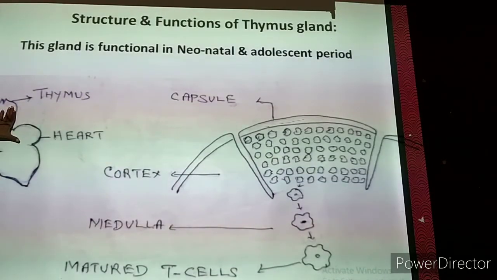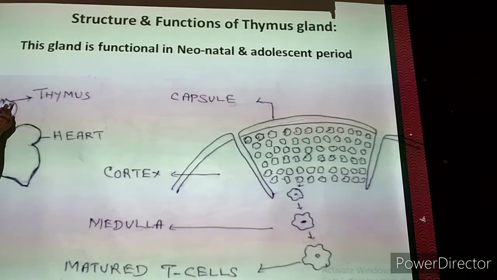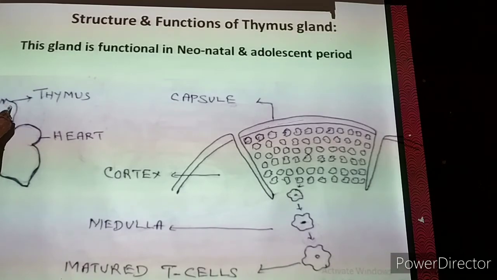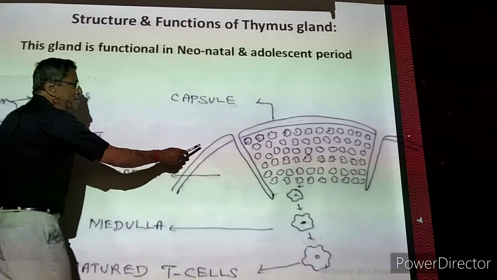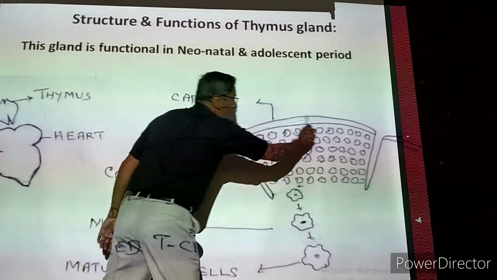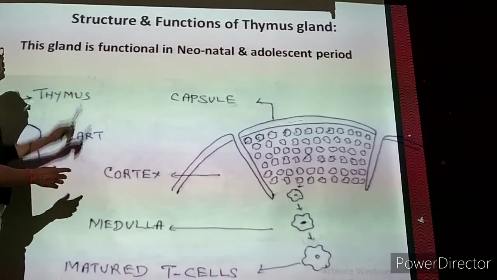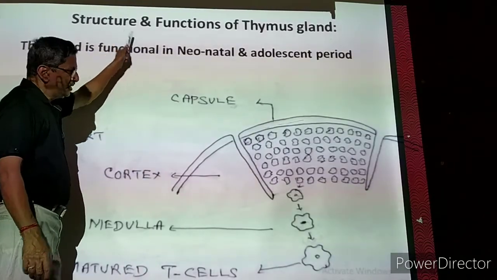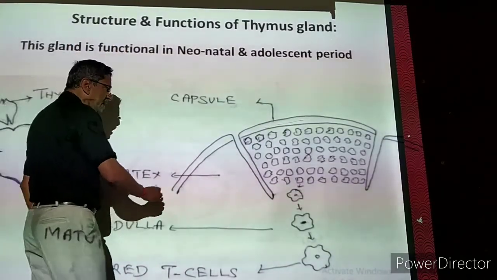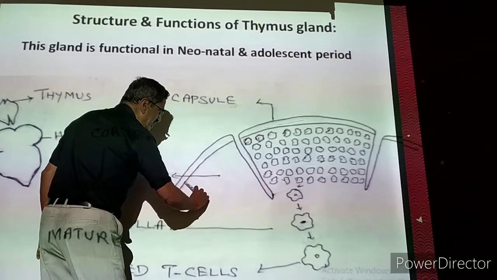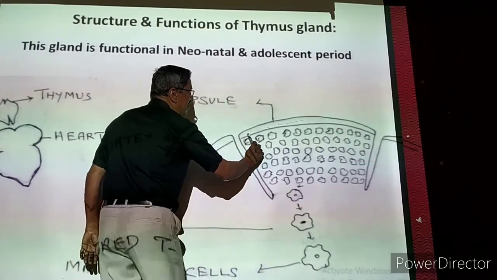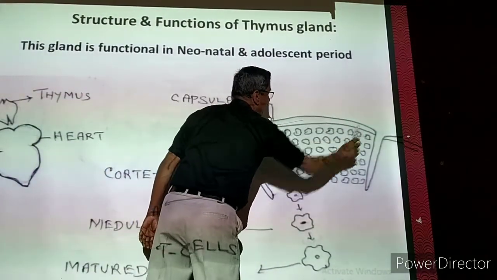This is the location. This is the thymus, a primary lymphoid organ. We take a small portion of it, cut a section deeply, and keep it under a high power microscope. This is the small portion that is cut, exposing the internal structure. First the internal structure, then we will take the function. This is the surface of the gland.